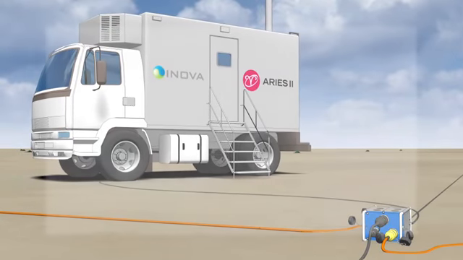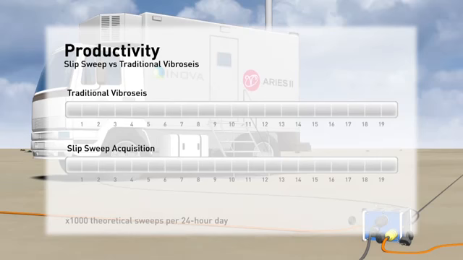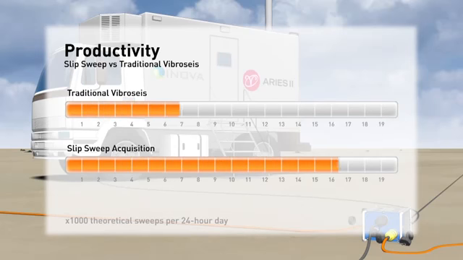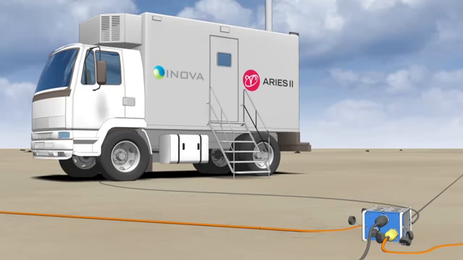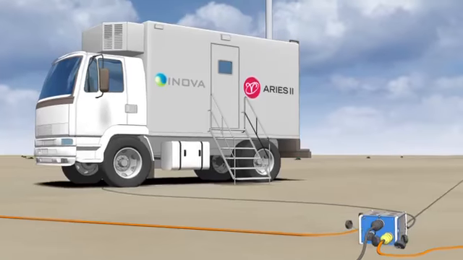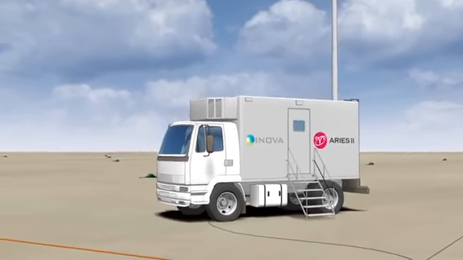Naturally, the productivity that can be achieved with this technique is largely dependent on the survey parameters. With our example parameters of 6-second sweep, 5-second listen, and 5-second slip time, a crew can theoretically reach 17,280 VPs per 24-hour day. This requires that a fleet is always available to start a sweep when a slip time elapses. In practice, a 25% increase in productivity can be expected compared to traditional flip-flop vibroseis.